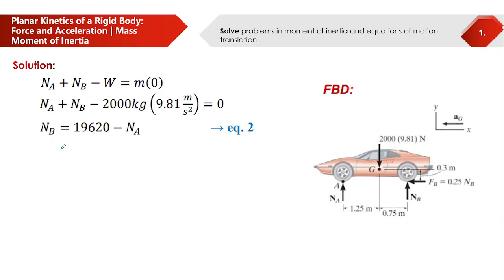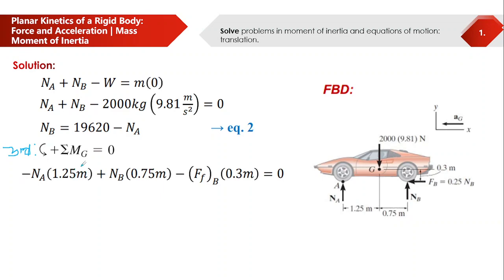The acceleration of our car is 0.25 N sub B over 2000. So, we need N sub B. And then, we also realize that to solve for our N sub B, we need the value of N sub A. But, take note that we also have one equation of motion, and that is the summation of all the moments. So, this is the third equation of motion. As you can recall kanina, third na to.